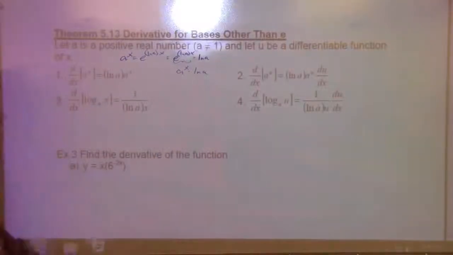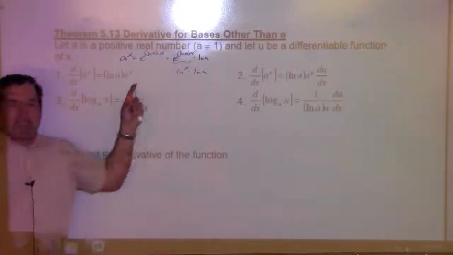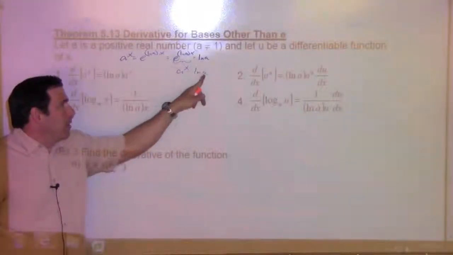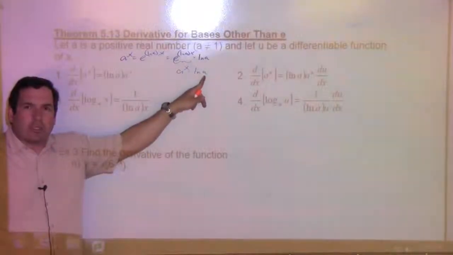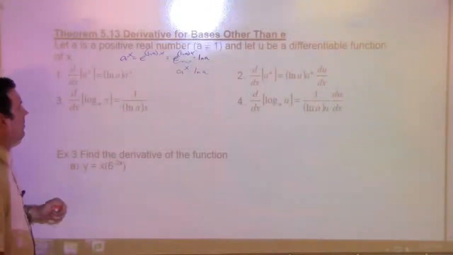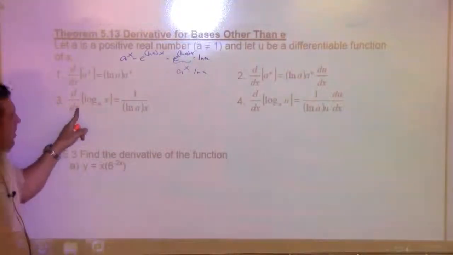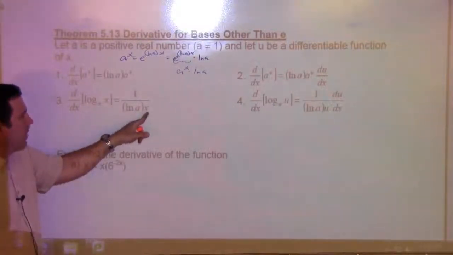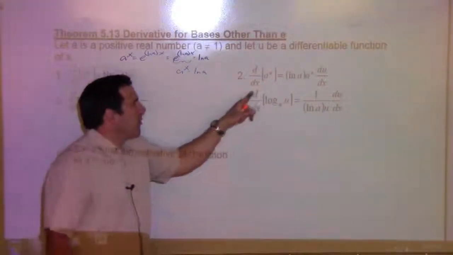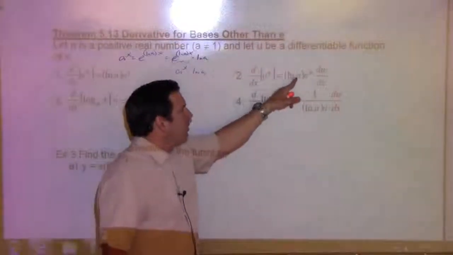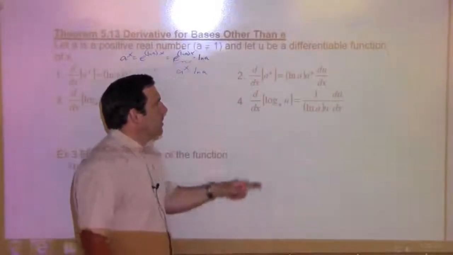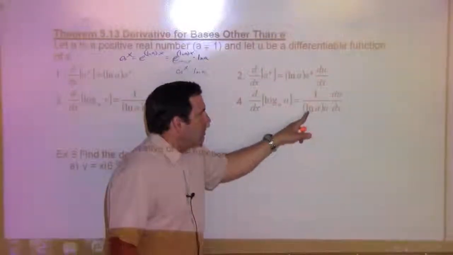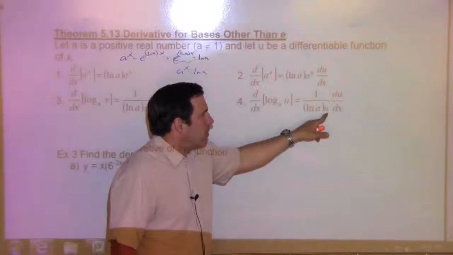So the point is, you can think of this as a general formula for the derivative of an exponential. And then if a is e, natural log of e is just 1. That's another way to think about it. The derivative with respect to x of log base a of x is 1 over natural log of a times x. The derivative with respect to x of a to the u is natural log of a times a to the u times du dx. And the derivative with respect to x of log base a of u is 1 over natural log of a times u, times du dx.